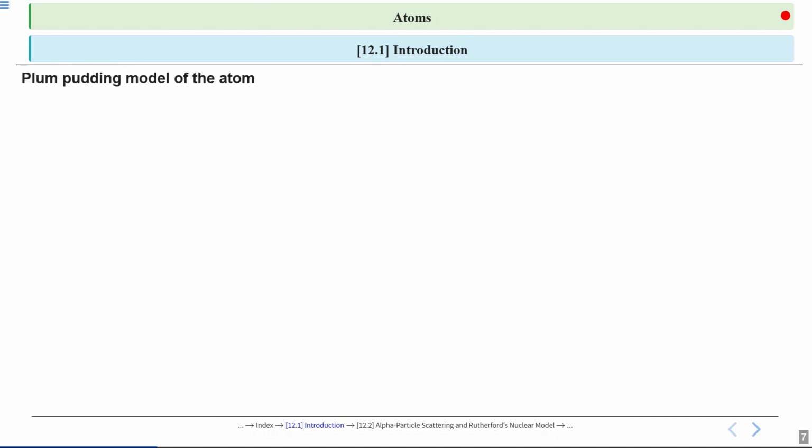Now we will look at the earliest model of the atom, that is the plum pudding model. This was an important step in our understanding of atomic structure. Here is the diagram of the plum pudding model, and notice how it shows us a sphere with small dots inside. We will use this image to help explain what scientists thought atoms looked like at that time.